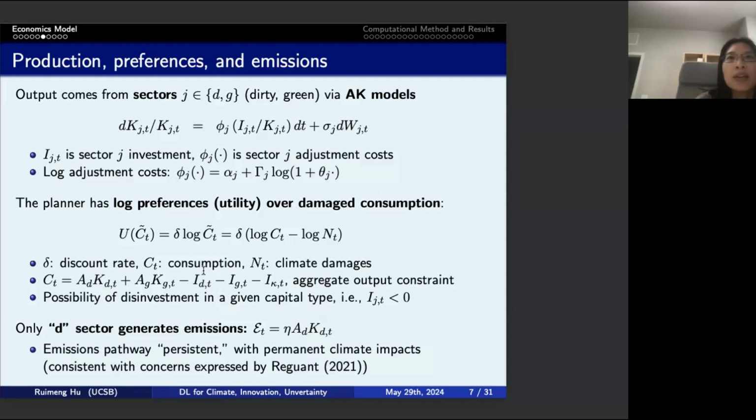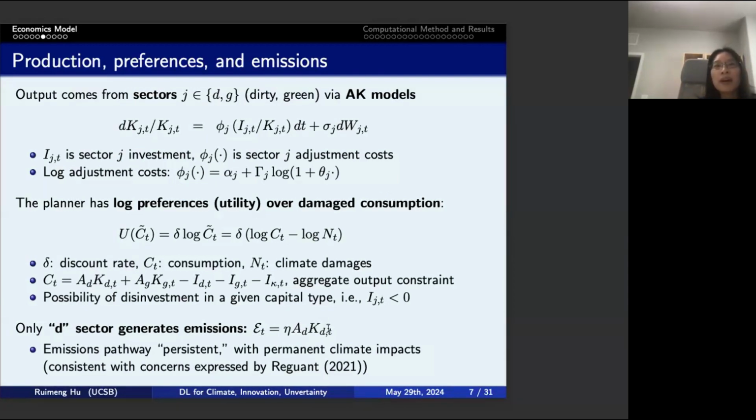Among these two sectors, only the dirty sector generates emissions, and the emissions are proportional to the output of the sector. AD, the productivity, multiplied by the capital gives the output of the dirty sector, multiplied by a constant eta. All these parameters are later estimated from real data. It's not that for the numerics we assign parameters we like and then solve the problem. Some of the parameters are extremely small and very sensitive to the numerical method. For such a model, the emission is persistent: once we emit to the atmosphere, it has permanent climate impacts. This is very consistent with the concern expressed in the Roscat 2021 paper.